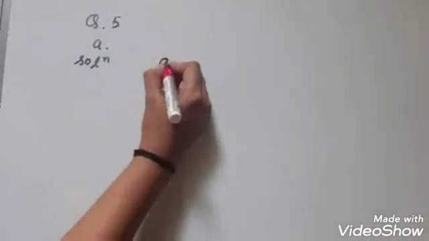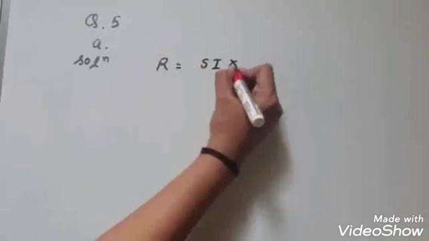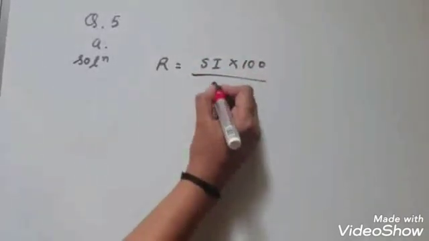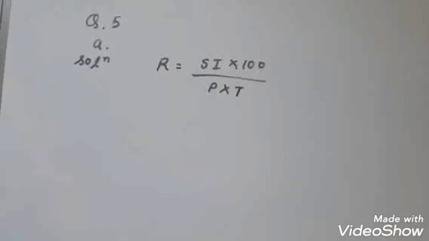Now question number 5. In this question we need to calculate the rate of interest and the question is interest earned is rupees 115.50 on rupees 1680 in 10 months. Means we have simple interest, principal and time in this question and we need to calculate rate of interest. So what is the formula for that? R is equal to SI into 100 upon P into T.